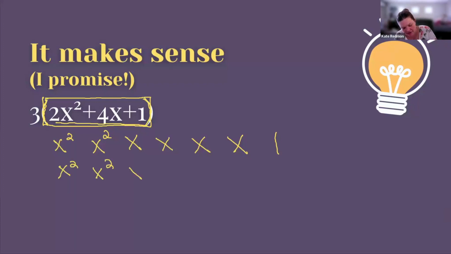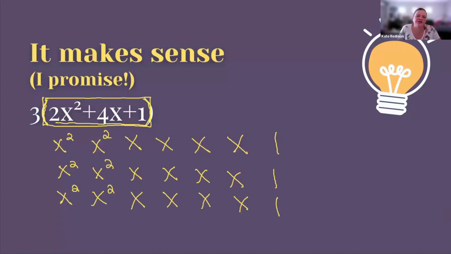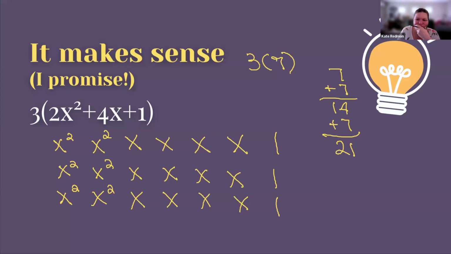I'm going to write that line exactly the way I saw it, a total of 3 times. There is a visualization of 3 times 2x squared plus 4x plus 1. Would we have to do that each time? We're going to be lazy and we're going to be fast. We're going to use distribution to do this the short way.